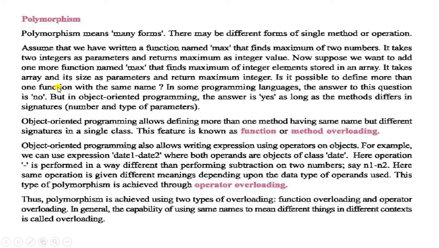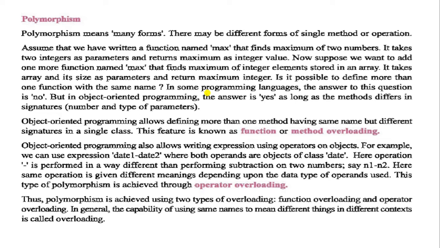It takes an array and its size as parameters and returns the maximum integer. Is it possible to define more than one function with the same name? In some programming languages the answer to this question is no, but in object oriented programming the answer is yes, as long as the methods differ in signature. Signature is nothing but the number and type of parameters. Now another point is function overloading, or method overloading.